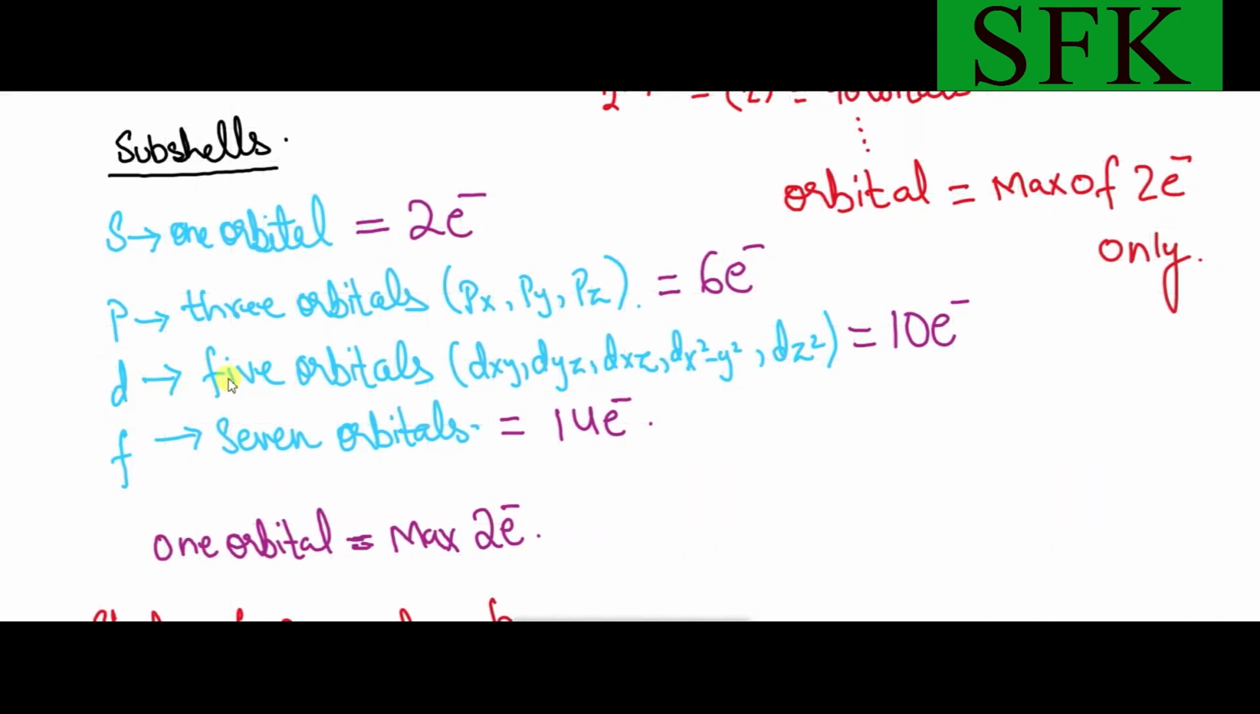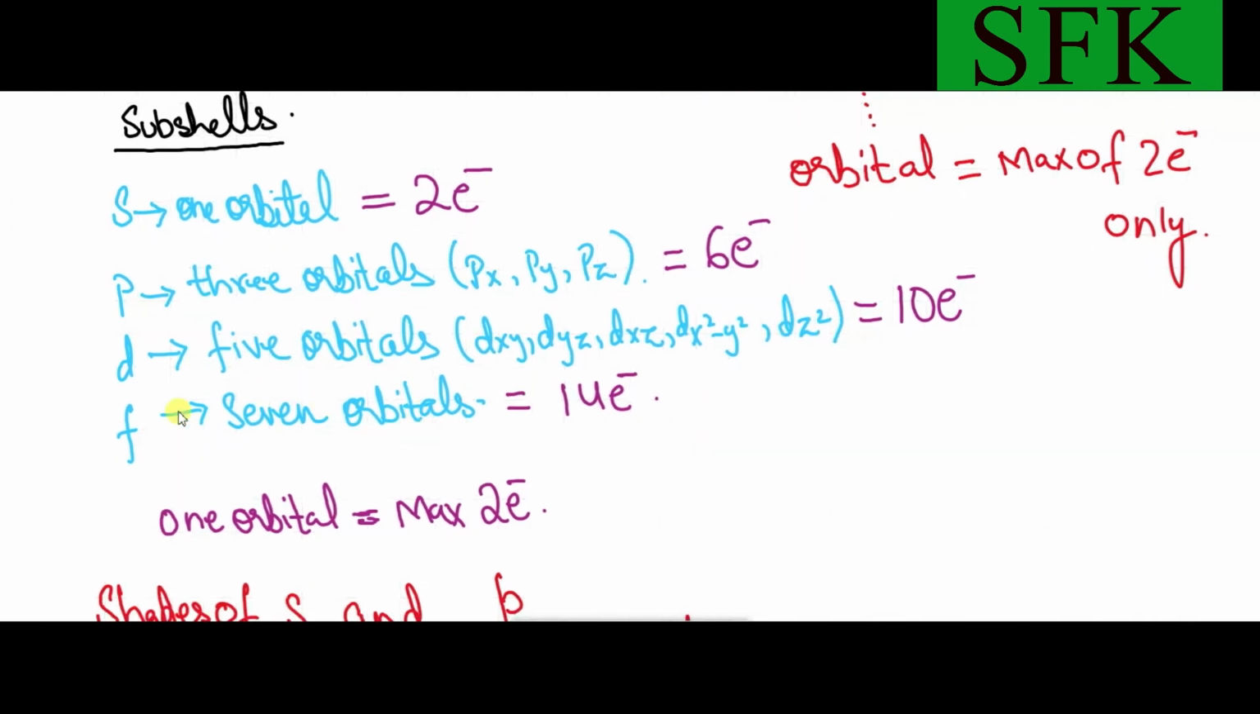The d subshell contains 5 orbitals, namely dxy, dyz, dxz, dx squared minus y squared, and dz squared. Each orbital contains 2 electrons, so a total of 10 electrons can be accommodated in the d subshell. The f subshell has 7 orbitals, so the maximum number of electrons that can be present in the f subshell is 14.